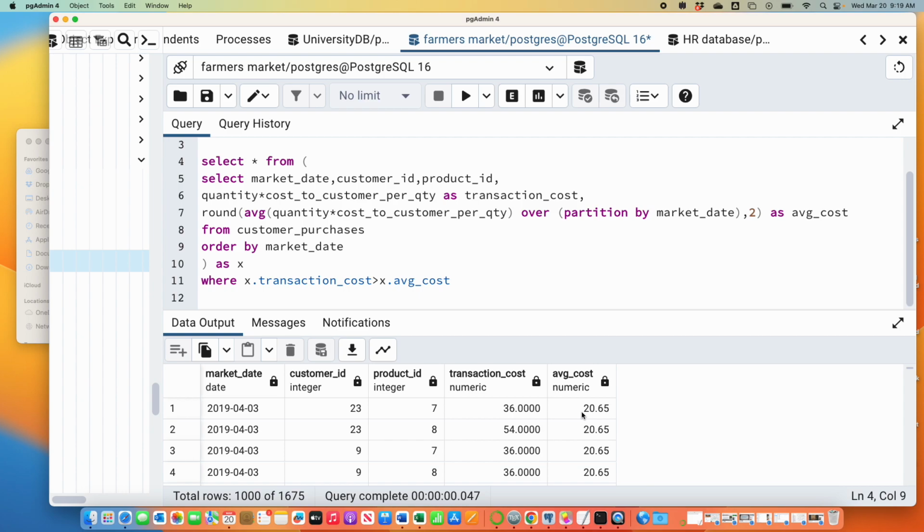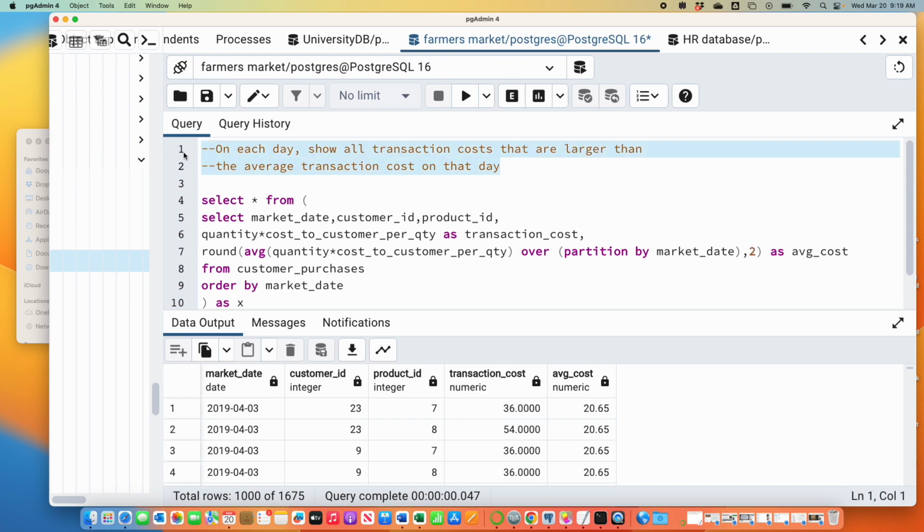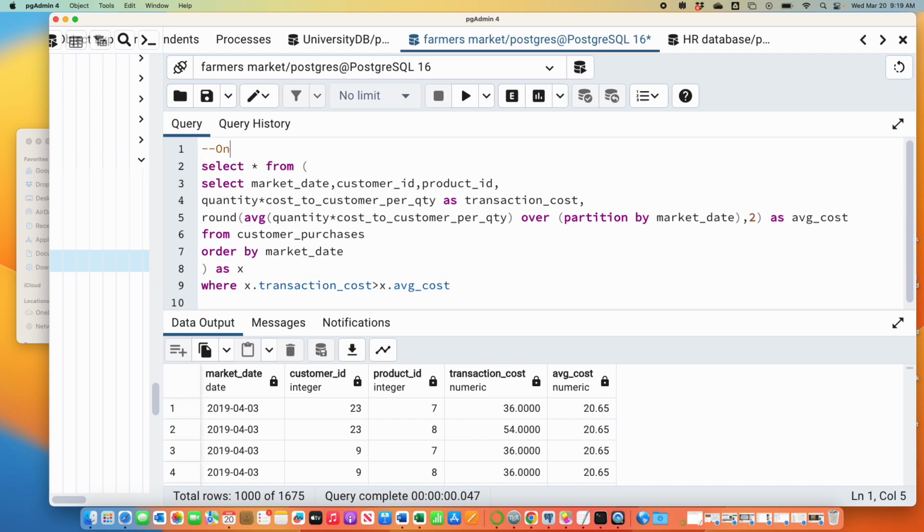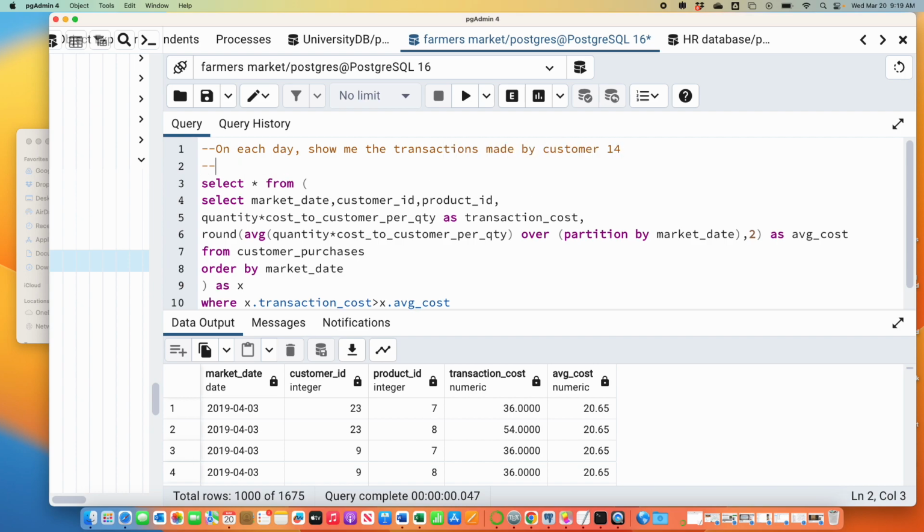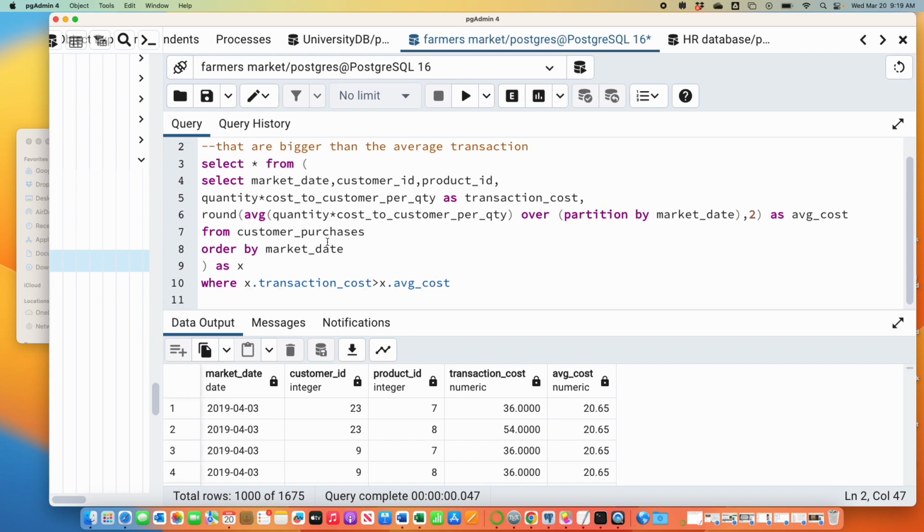We couldn't see that in chapter 6. Other questions on that? Okay, well, let me ask you a question. I want to know, on each day, show me the transactions made by customer 14, let's say, that are bigger than the average transaction. So customer 14, when were they a big spender? Can you show me that? How do you think you'd modify this query to do that?